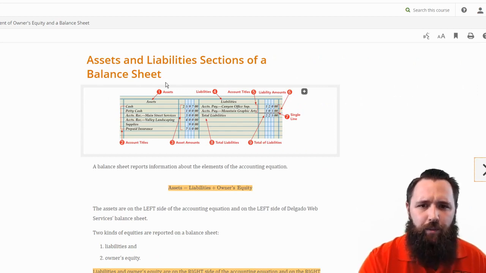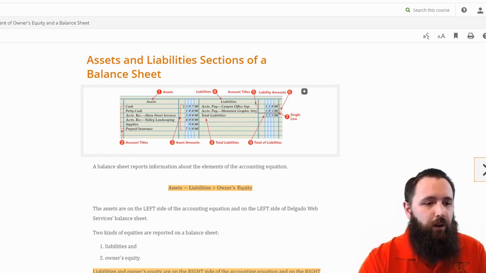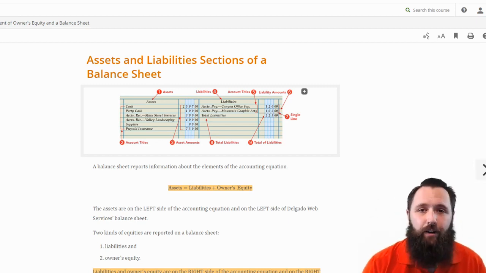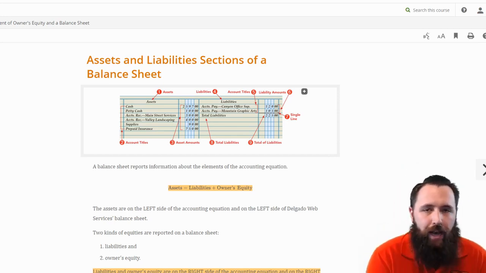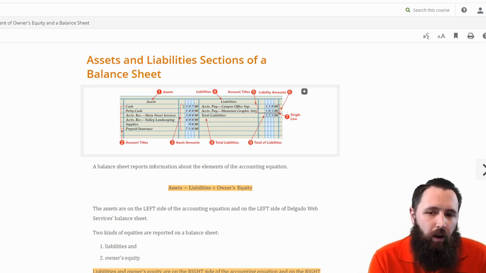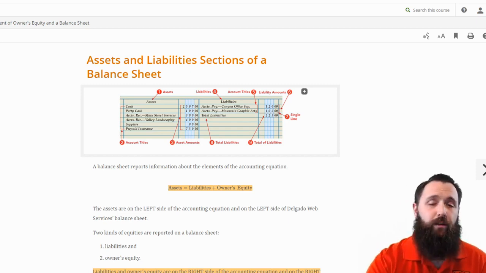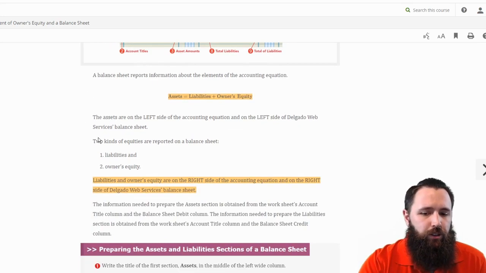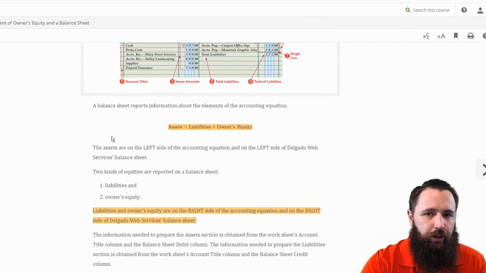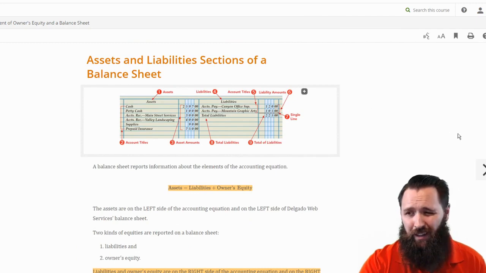Alrighty, assets and liabilities sections of a balance sheet. Just remember that your assets are going to equal our liabilities plus our owner's equity. And you're going to pull all the assets and all the liabilities and then our owner's equity, okay? And it's going to be our new owner's equity, the owner's equity from, in this case, January 31st. So, just like we were saying, the balance sheet is going to record all of our assets, liabilities, and then owner's equity.